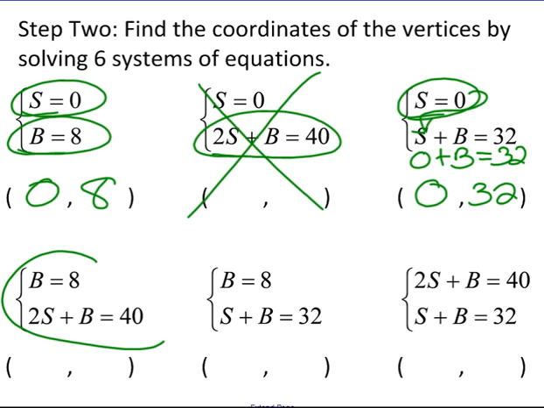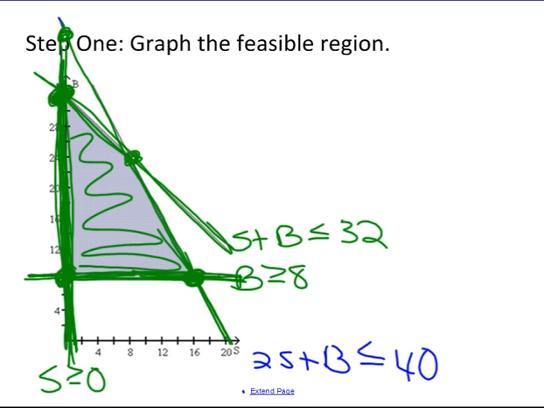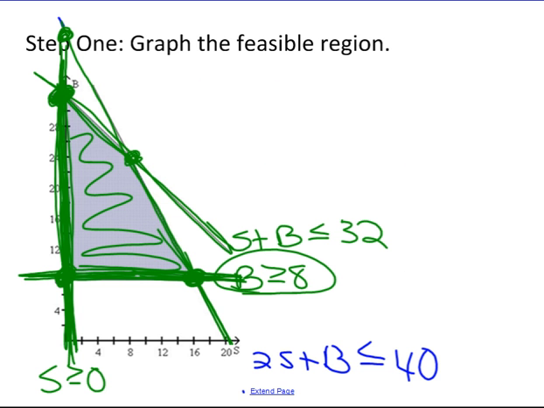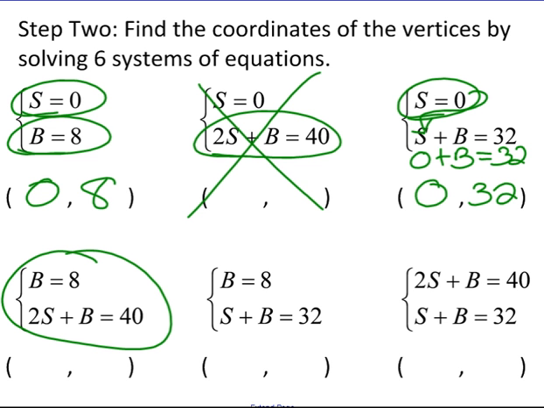Now let's look at this one. We have b equals 8, 2s plus b equals 40. That's these two lines right here, which is one of the vertices we're interested in. So b is equal to 8. So we're going to substitute 8. 2s plus 8 equals 40. And you're going to solve that for s.